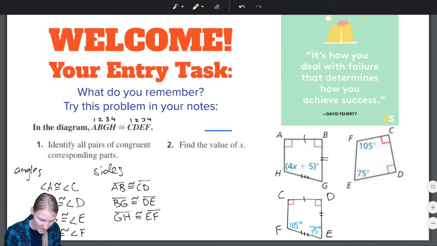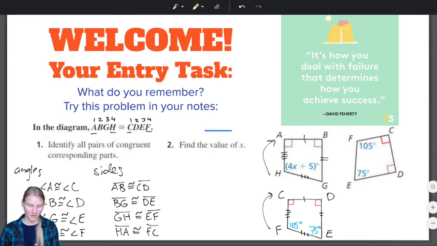Awesome. And if we wrap around 4 and 1, so we'll take HA, that should be congruent to FC. If we wrap all the way around, you can think of it like that. And we can check HA, that's 4 tick marks. 1, 2, 3, 4. HA and FC. Perfect. Perfect. So these are all pairs of congruent corresponding parts.